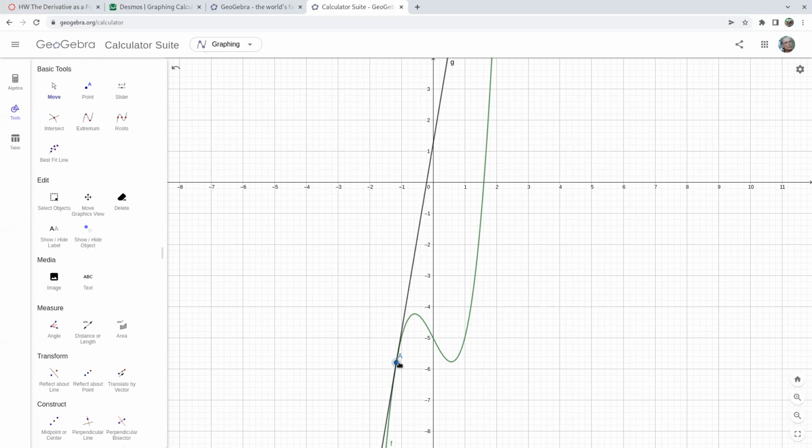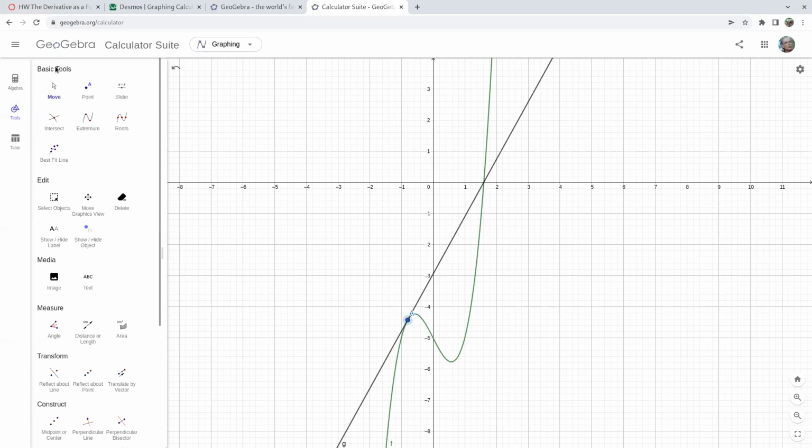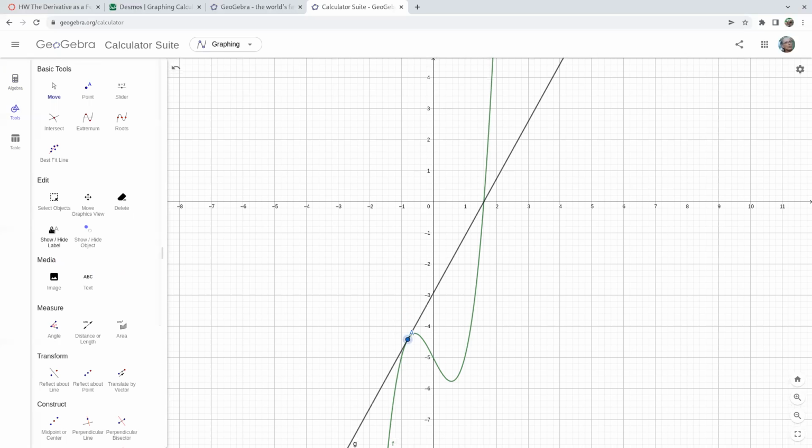Then I can switch to the move tool and I can grab this and move it. It gets a little wiggly right there. Should probably zoom in a little more. Let's change the scale. We're going to scale the Y.